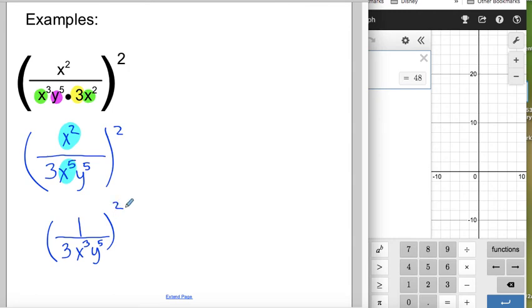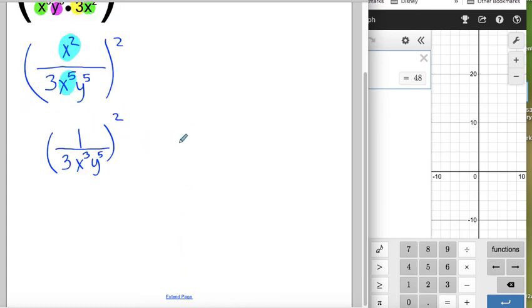Then the last thing I'm going to do is apply this power of 2. And so every piece inside of there is going to get a power of 2 applied to it. So the numerator, which is a 1, can get that power of 2, 1 squared. On the bottom, the coefficient of 3 is going to get that power of 2. The x cubed will get that power of 2. Remember, power to power is multiplying. And then the y to the 5th is also going to get that power of 2 applied to it.